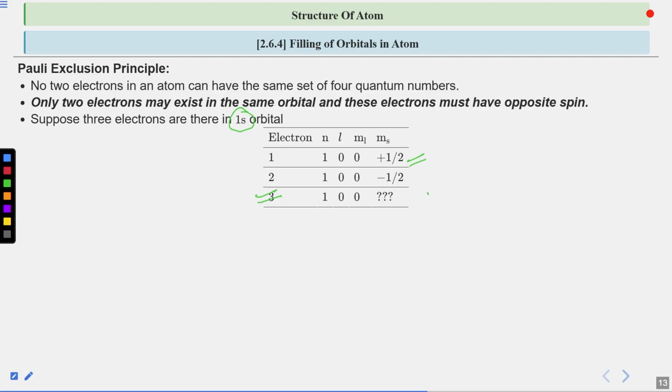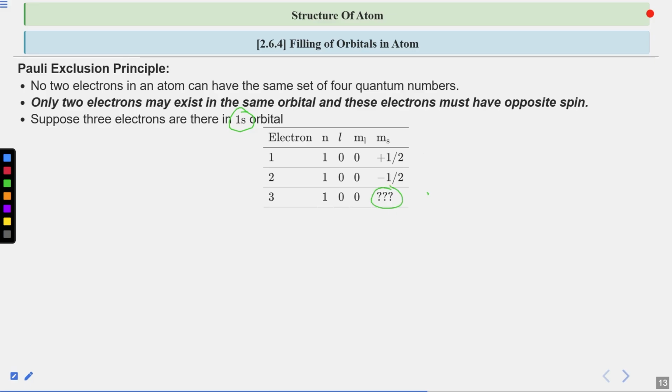So I guess this part is clear. Basically what it is trying to say is that if you are taking an electron and comparing it with a second electron, then it will not have all 4 quantum numbers the same. This question mark will not be equal to plus half. So you can't keep a third electron in the same orbital, because then you can't keep the value of ms.